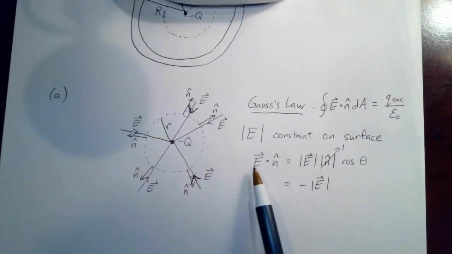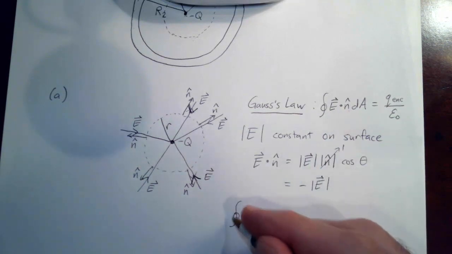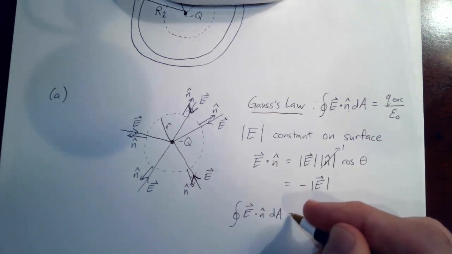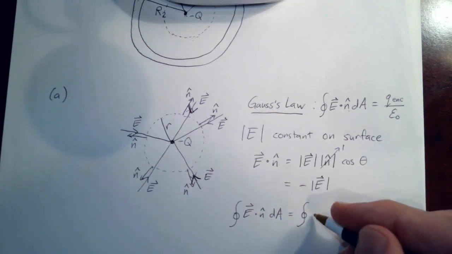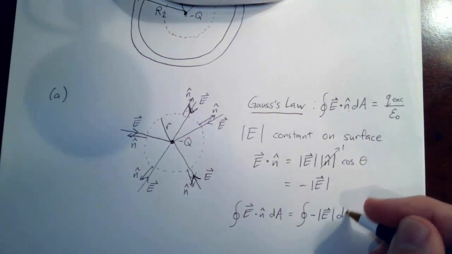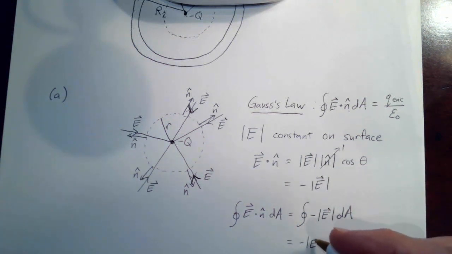So let's take this result for E dot n, put it into our integral up here, and I get that the left-hand side of Gauss's law is equal to the integral of negative E dA. And we established that E is constant on the surface. So since we're integrating over the surface, E is the same everywhere on the surface. So E is a constant in this integral. So I'm going to pull it out. I'll pull out the negative sign too.